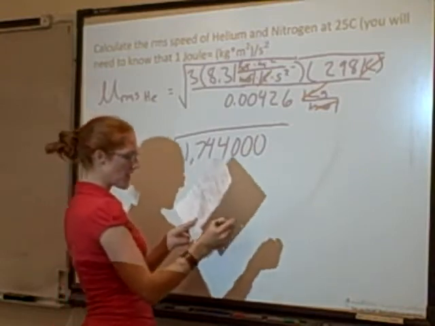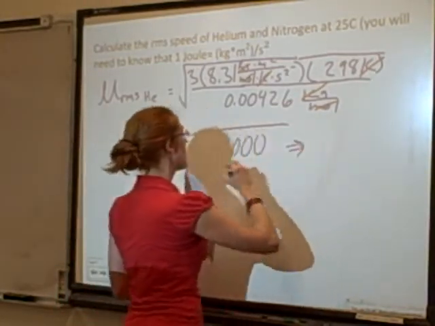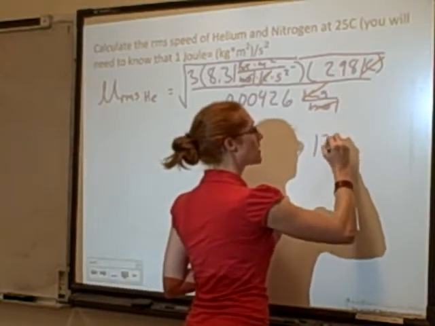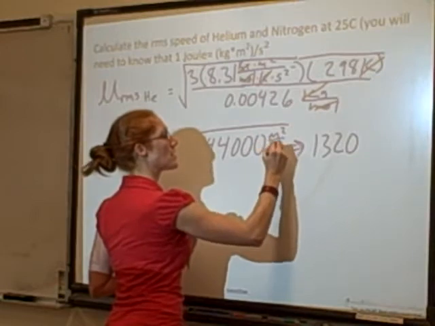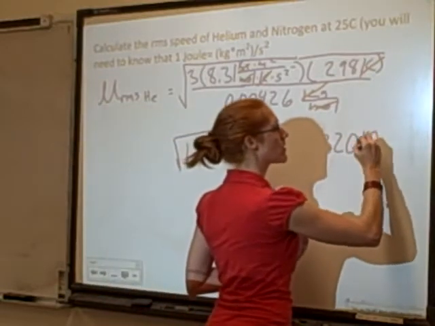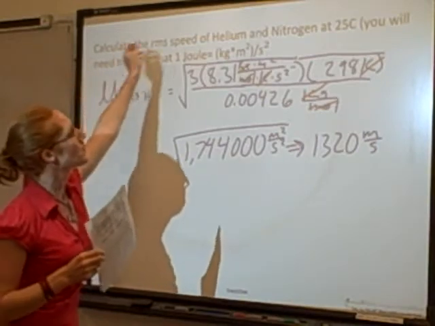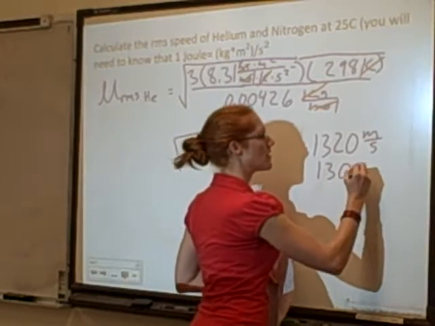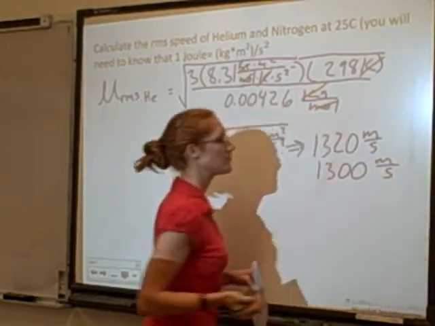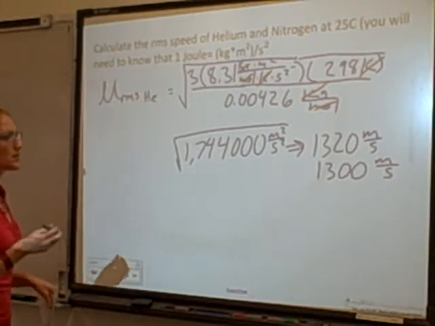And then when I square root that, I actually didn't round until the very end, because that's better practice. When you square root, you get 1,320. And at this point, it was still meters squared per second squared. When I square root it, it becomes meters per second. And then I look at sig figs, 2. So I'm just going to say 1,300 meters per second. All right, so that is the root mean square speed of helium.